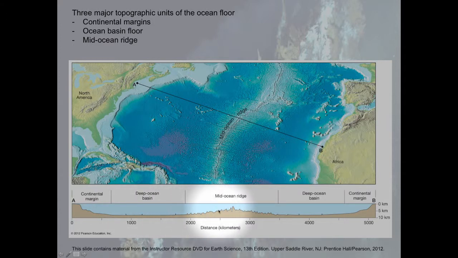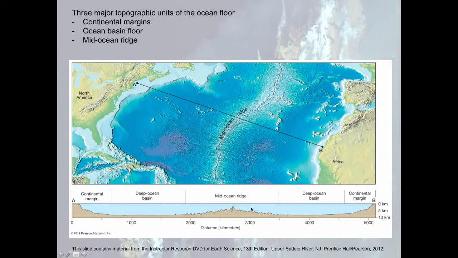And then in the middle of many oceans is something called a mid-ocean ridge. Now, we'll again look at mid-ocean ridges in detail. They don't always have to be in the exact middle or near the middle, but they're usually between, or at least between, a deep ocean basin and a continental margin, at least on one side.